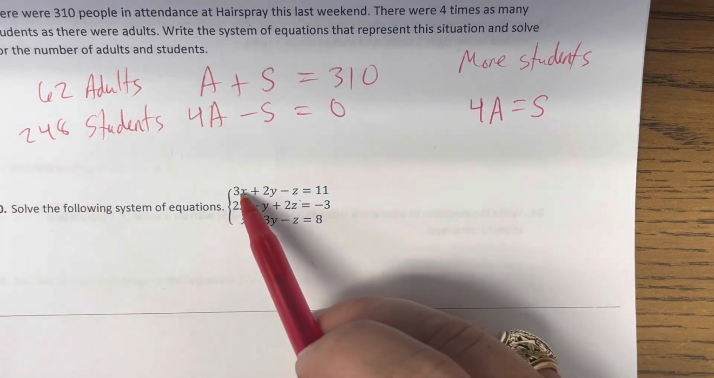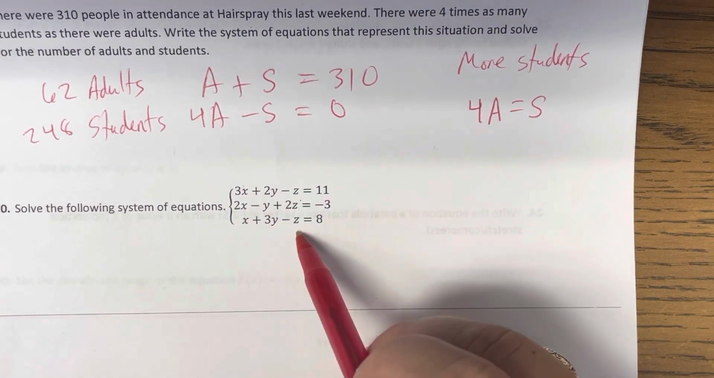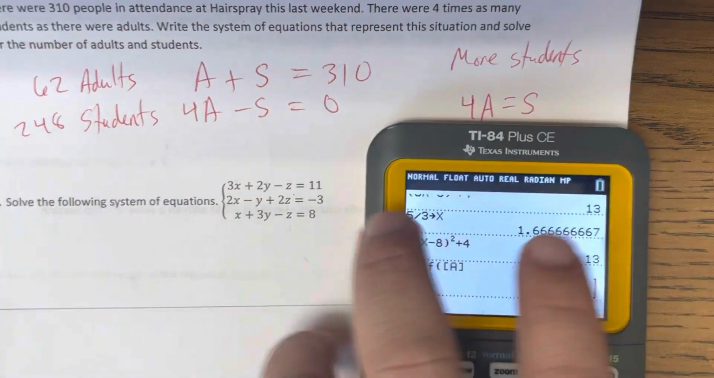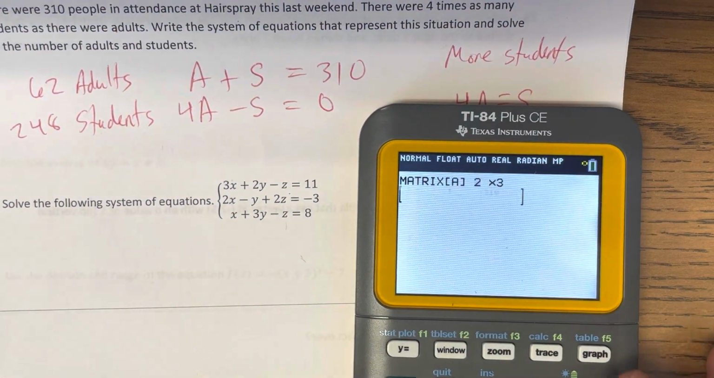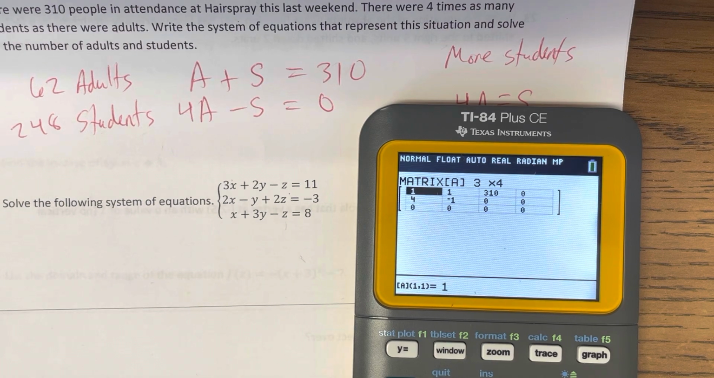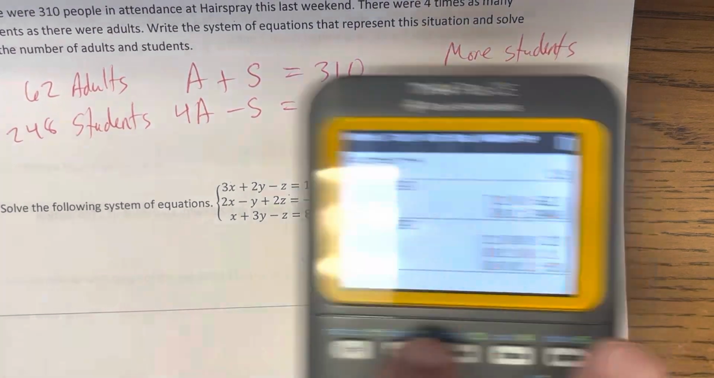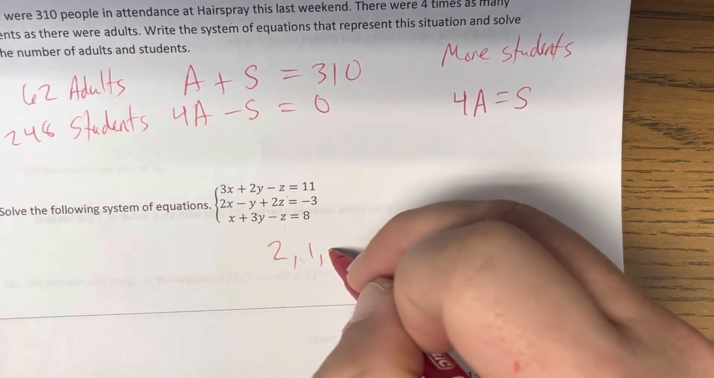All right, let's see if this one's matrix ready. My x's are in a line, my y's are in a line, my z's are in a line. Everything's lined up, it's ready to go. And so I'll go back into the matrix. This one is a 3 by 4: 3, 2, negative 1, 11, 2, negative 1, 2, negative 3, 1, 3, negative 1, 8. There's my answers. So 2, 1, negative 3.